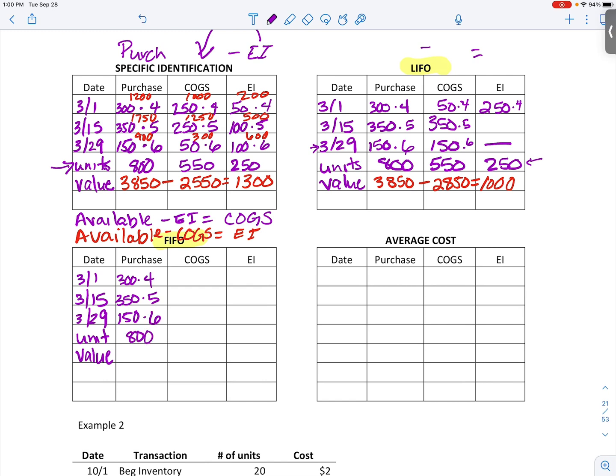My units equal 800. Again, I know my units aren't changing. I'm going to fill those in right away so that I can go back out and say, okay, now it's first in, first out. This is applying to how things are being sold. So I'm going to take everything from my beginning inventory, and I need 250 more to equal that 550. So I have 100 left. And then I sold nothing from here. I have all that left. Again, check those units. They will equal.